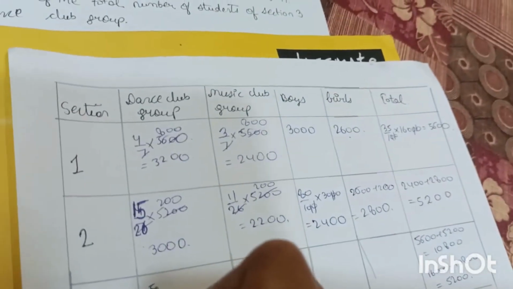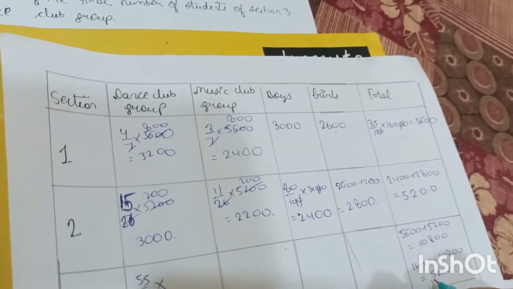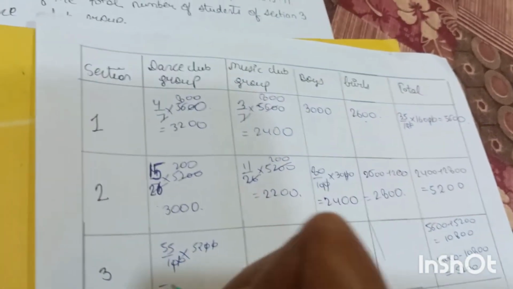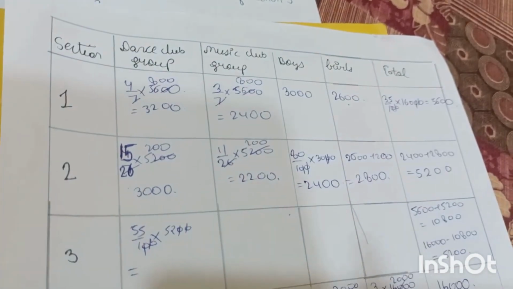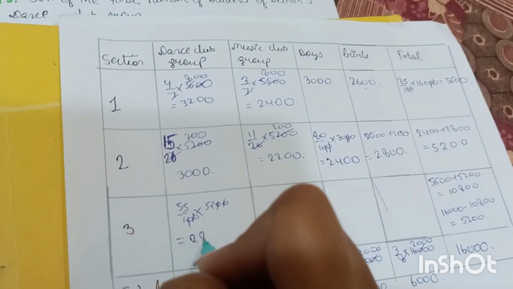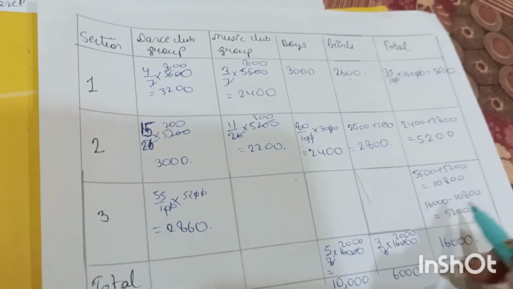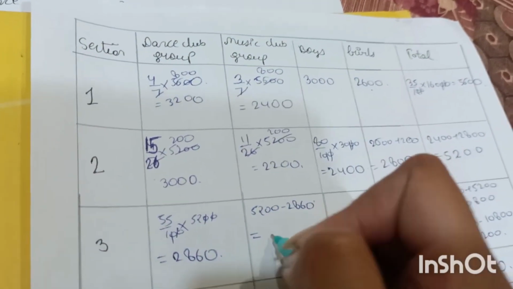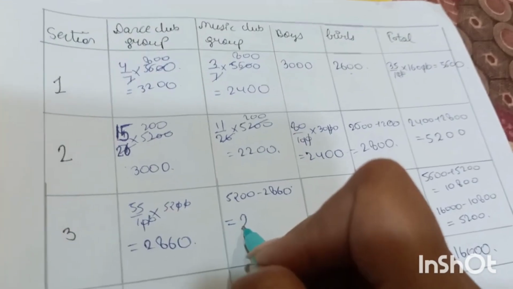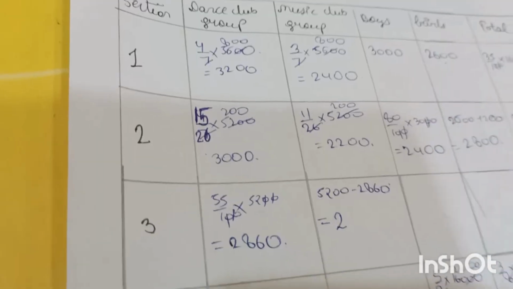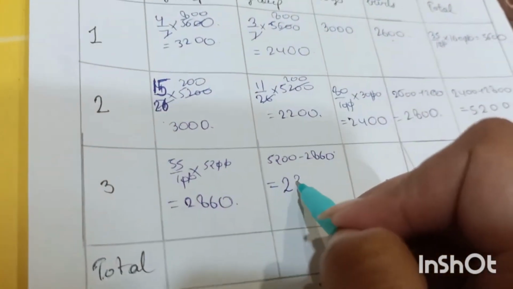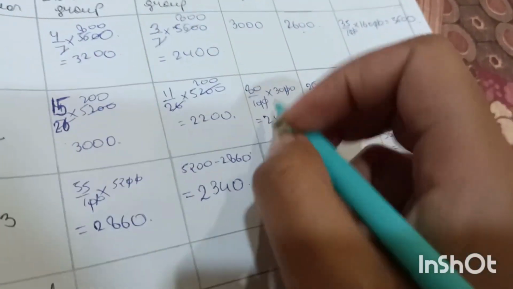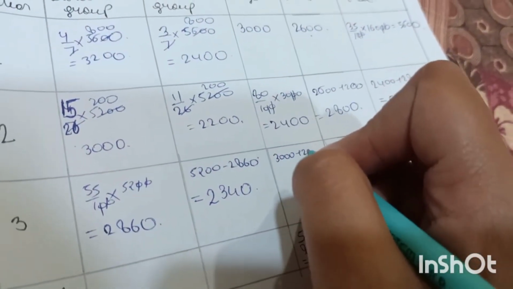Okay, so 55 upon 100 into 5200. So you'll get the value as 2860. So when you'll subtract 5200 from this, you'll get the value of this. You'll get 2340. Okay, so now if you'll add this both and subtract from this, you'll get this value 3000 plus 2400.